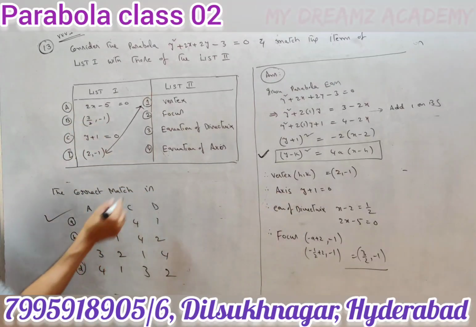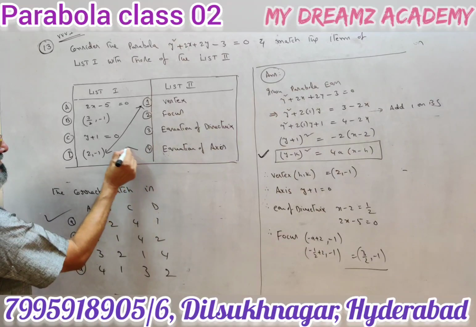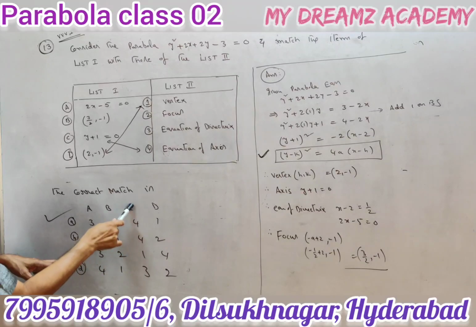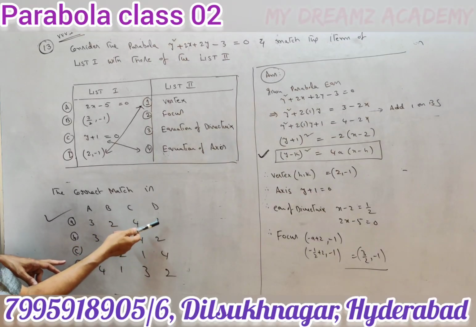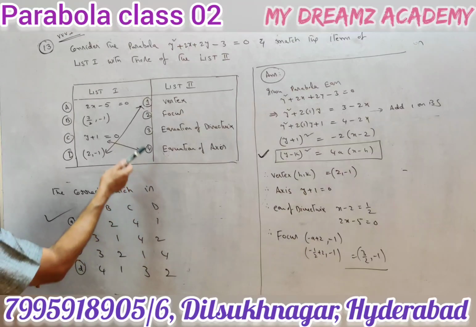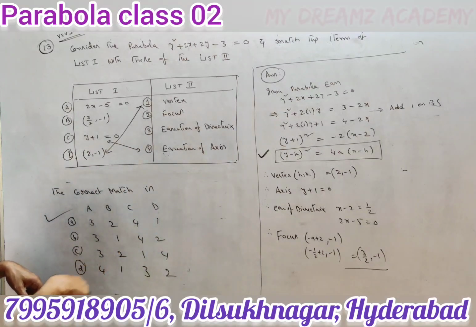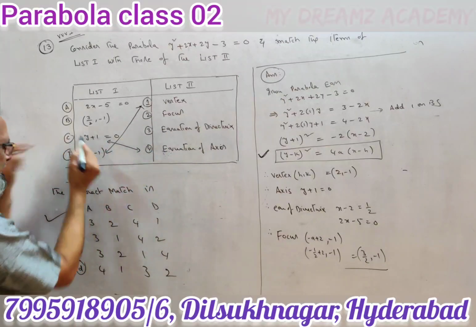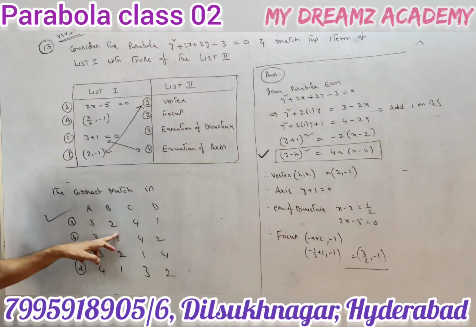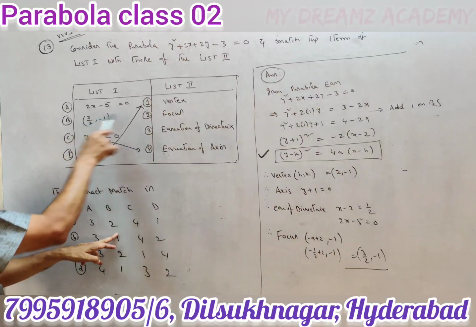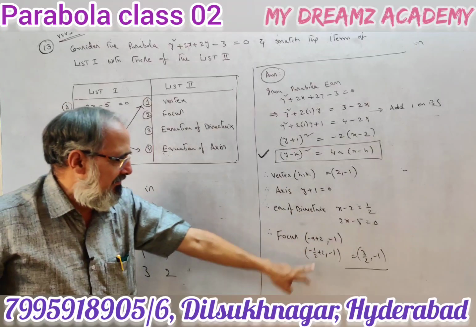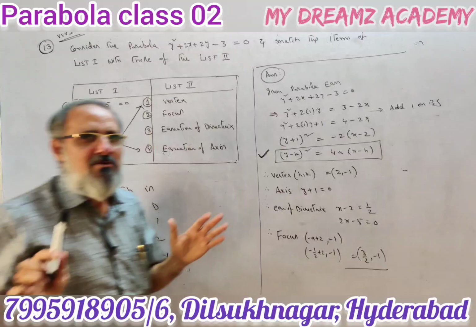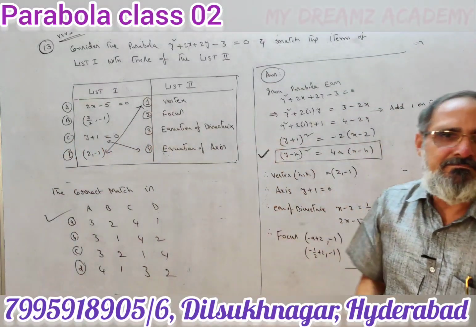The axis is y plus 1. So for the equation of axis, these two you can match: C and 4. Next, the equation of directrix. So C becomes 4, B becomes 2. The focus is 3 by 2, comma minus 1, and the rest will be automatically matched. This is the way you have to do the matrix match, please.